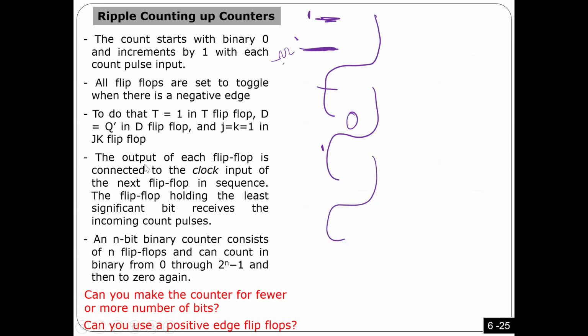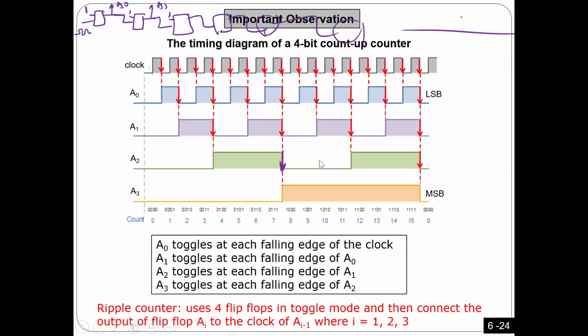Again, this is coming from this observation here. This one has to toggle every time there is a falling edge from the clock, so this one has to be clocked by the clock. A1 has to toggle every time there is a falling edge from A0, so this one has to trigger this one, and so on. Any questions? You guys? Difficult? Good.